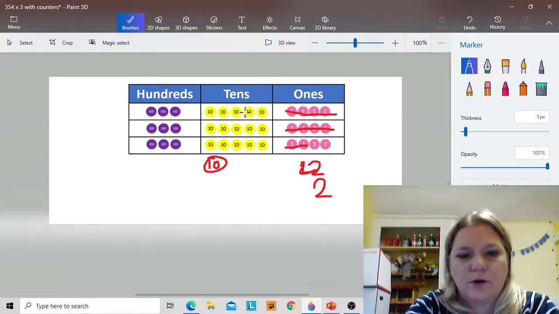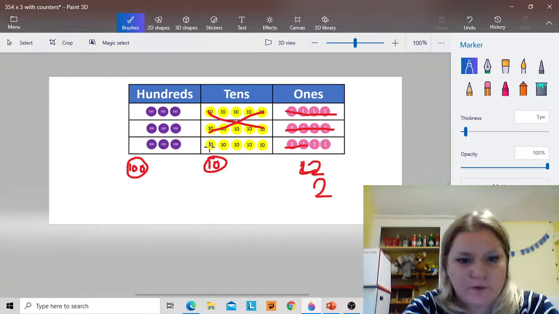So 1, 2, 3, 4, 5, 6, 7, 8, 9, 10. And if we've got 10 10s, let's get rid of all of these. And we're going to make another 100, because 10 10s equals 100. Let's see how many more 10s we've got. 1, 2, 3, 4, 5, and don't forget this one. We've got 6 10s now.